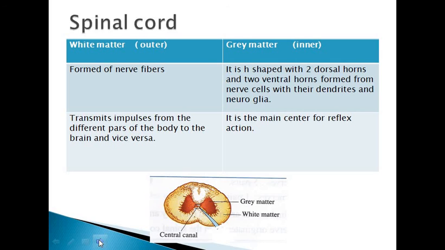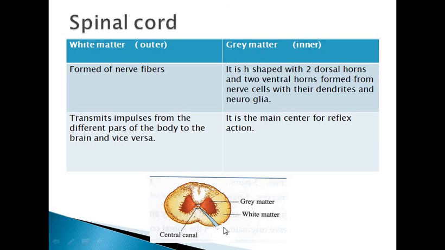The outer part is formed of nerve fibers and is called the white matter. The function of the white matter is transmission of impulses from different parts of the body to the brain, and transmission of impulses from the brain to the effector organs.